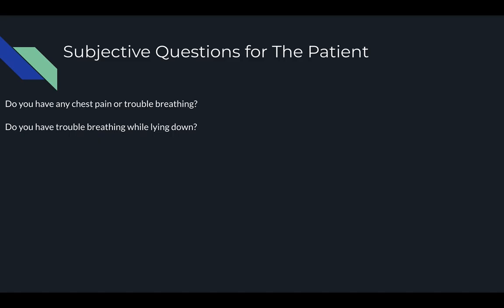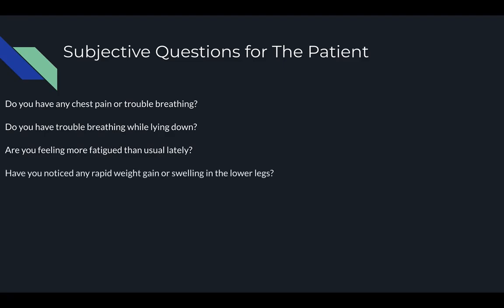From there, the nurse should ask about other symptoms related to CHF, such as orthopnea, so having trouble breathing while laying down, fatigue, any rapid weight gain due to the accumulating fluid in the lower extremities, or nocturia. It is also important to ask the patient about any past and family cardiac history, as some conditions do have genetic factors that play a role in the onset of disease.